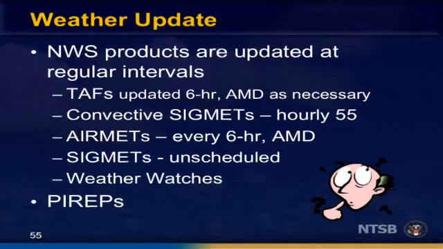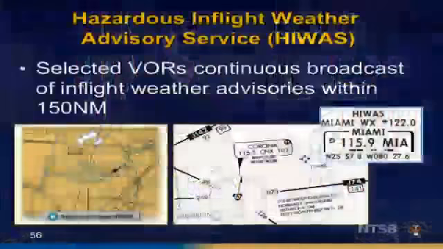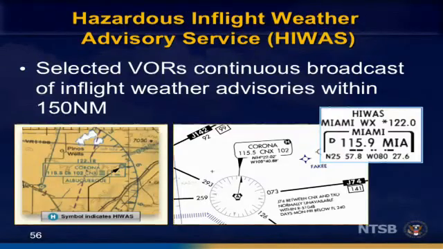TAFs are issued every 6 hours. Convective SIGMETs every hour at 55 minutes past the hour. AIRMETs every 6 hours, as well as amendments. SIGMETs and weather watches are unscheduled, but when conditions are expected, the advisories will come out. Pilot reports are constantly coming in, telling us confirmation of what's going on and what's out there.